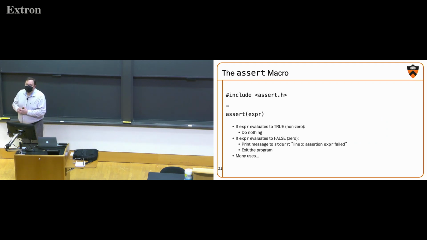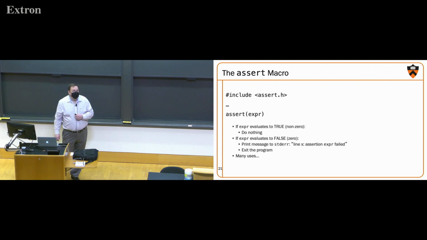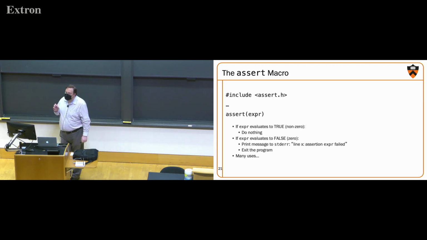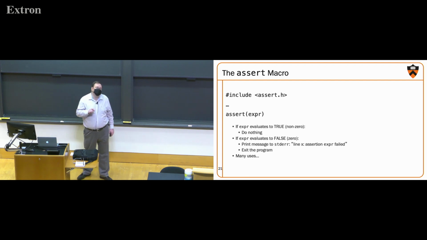When we say assertion, we mean a particular macro defined in the header file assert.h. And the macro is named assert, and the way you use it is in your code, you write assert and then some expression in parentheses. What this is going to do is evaluate that expression. If the expression is true, in other words, non-zero, it's going to do nothing. But if it's false, it's going to complain at you and exit the program.